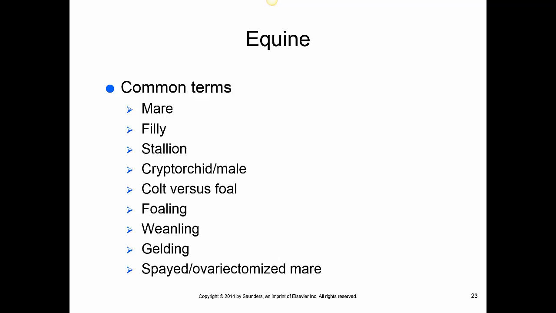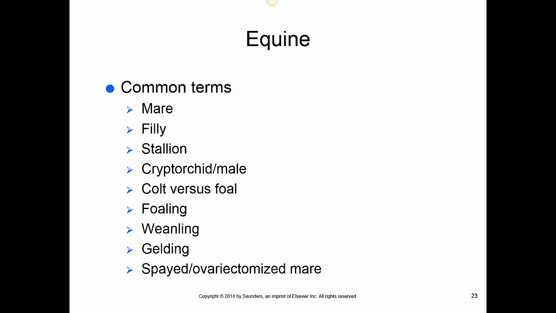Foaling is the actual act of parturition. Weanling is a foal, either a filly or colt, that has just been weaned from its mother. Gelding is a castrated male horse or stallion. And then we have spayed or ovariectomized mares.